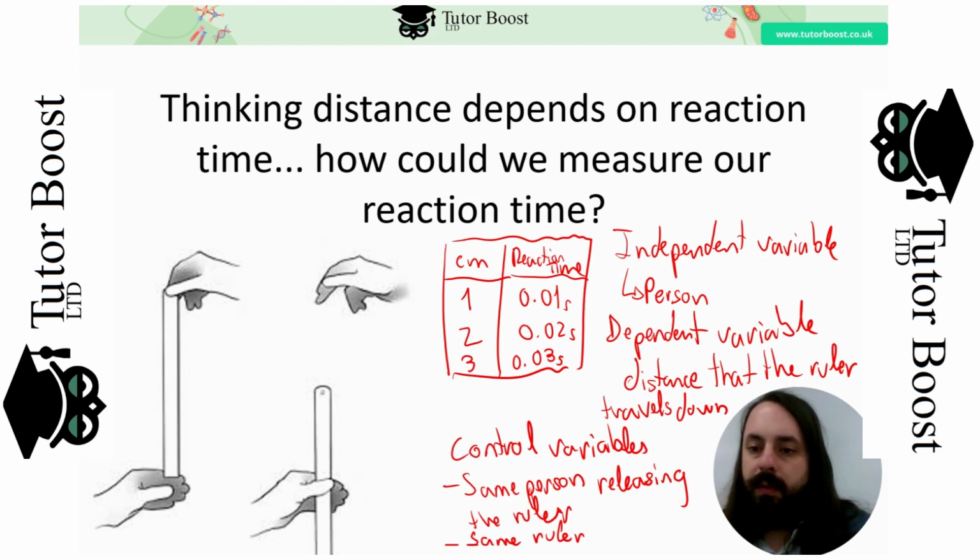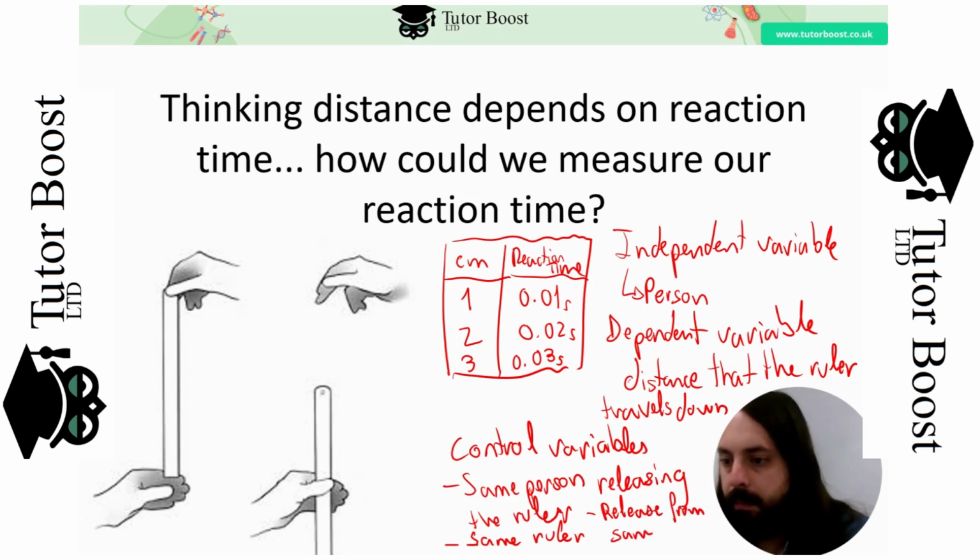Then another control variable, what could it be? Throw it from the same height. So release from same height.